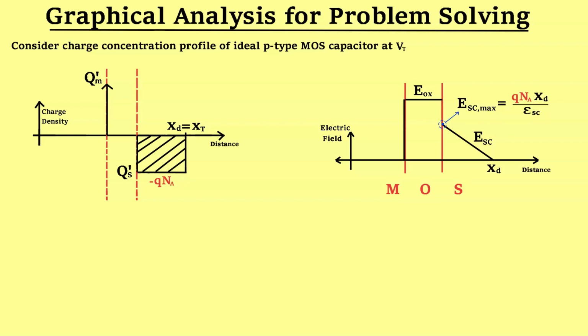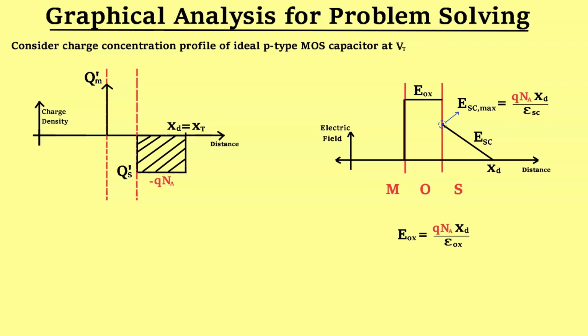Now, we will directly see the important formulas which can be used in this unit. We can find the maximum electric field within the semiconductor to be equal to the magnitude of charge on an electron multiplied by doping concentration into depletion width divided by the permittivity of the semiconductor. Similarly, the electric field strength within the oxide will be equal to the magnitude of charge on an electron multiplied by doping concentration into depletion width divided by the permittivity of the oxide.